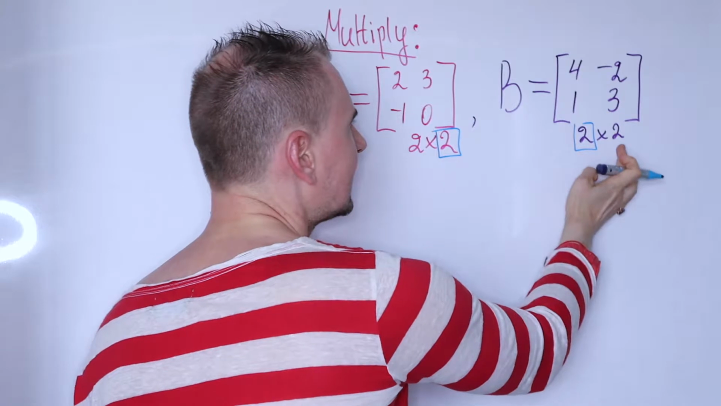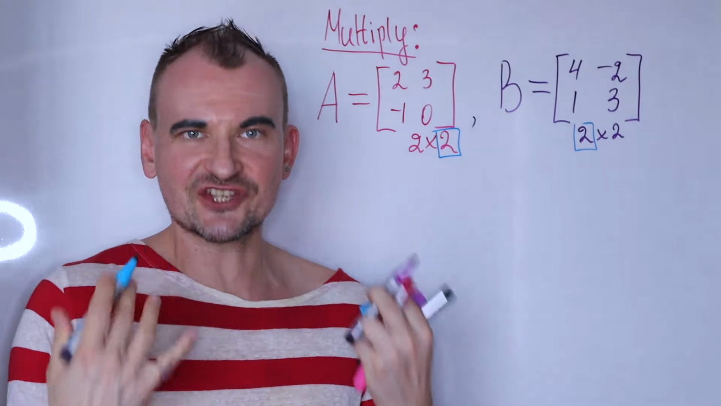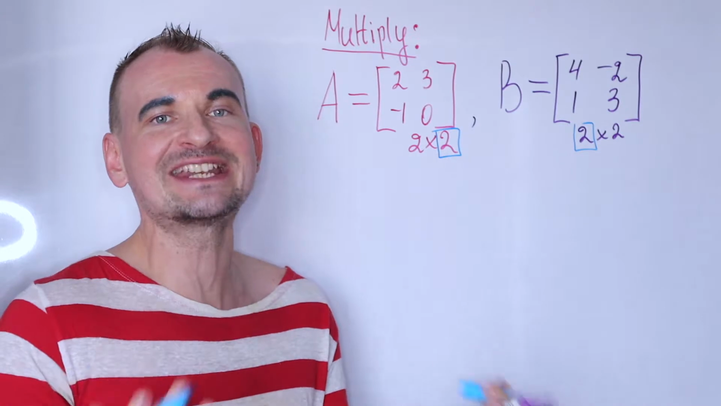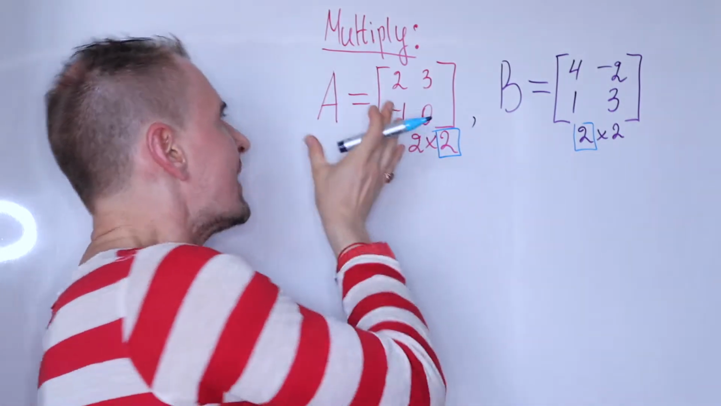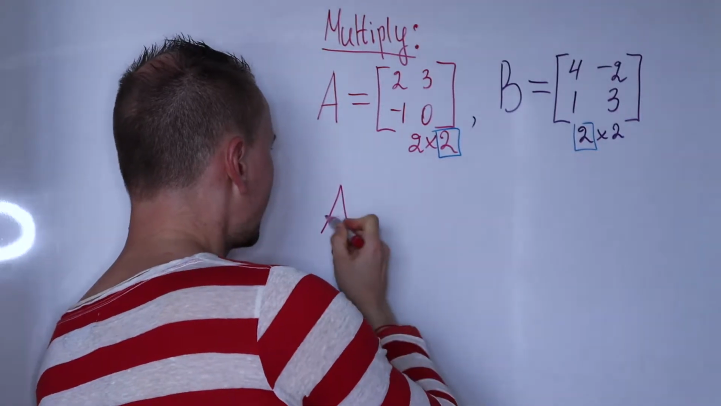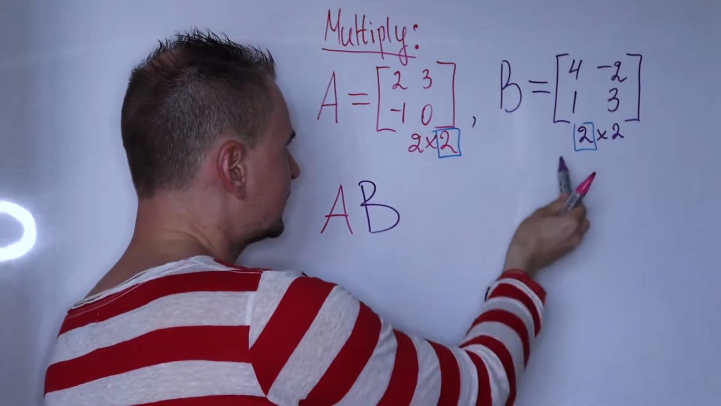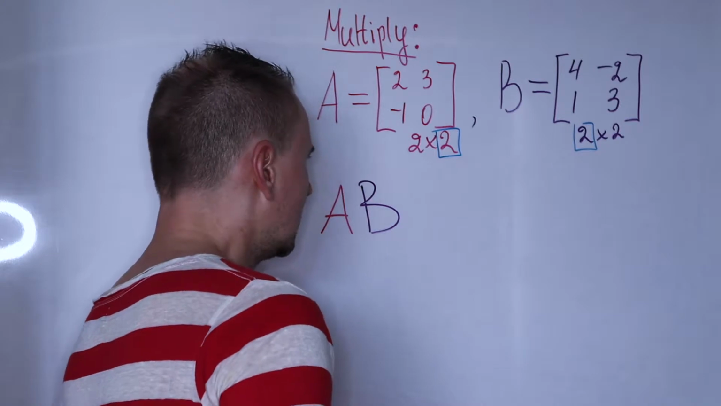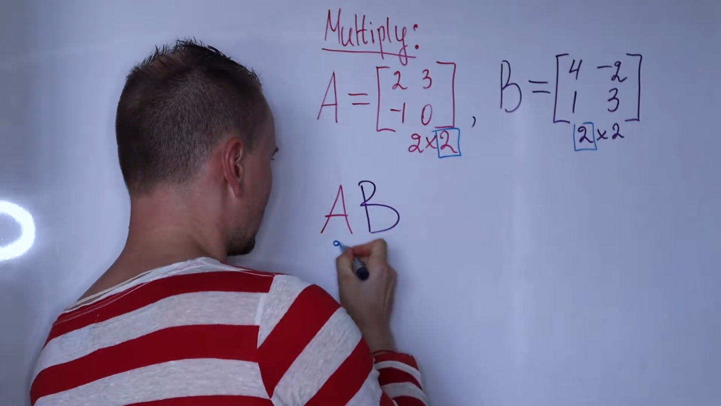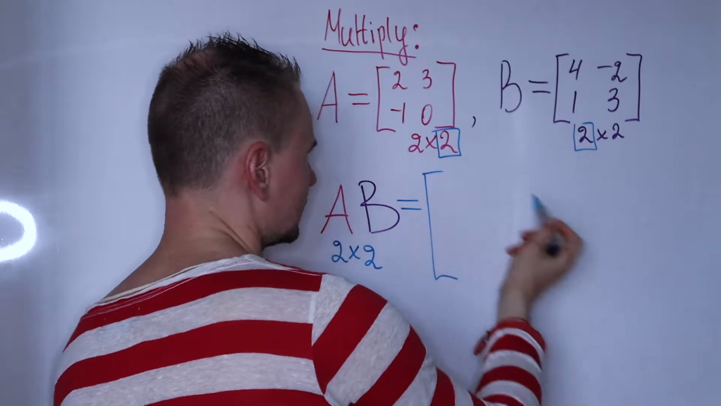So these outer numbers, which is basically 2, also 2, give us the size of their product. The size of the resulting matrix is 2 by 2, the same size as the original ones. So the size of their product, A times B, is going to be 2 by 2. So let's perform that multiplication.